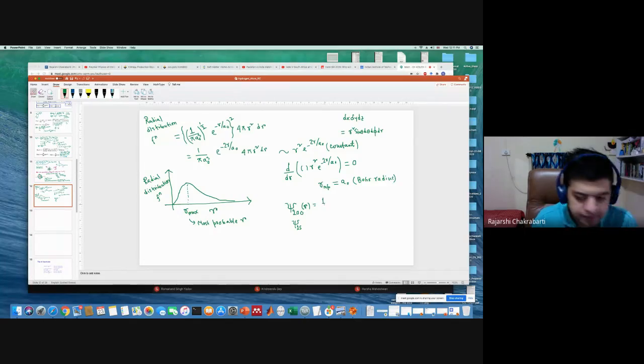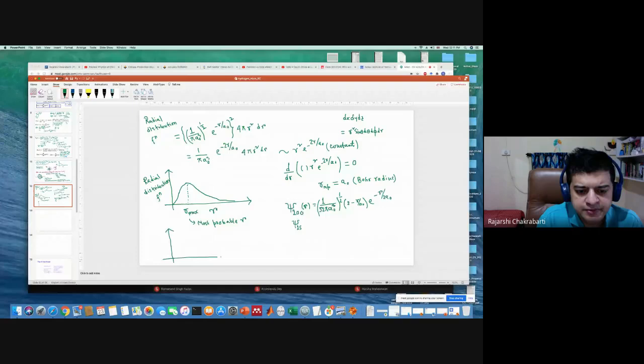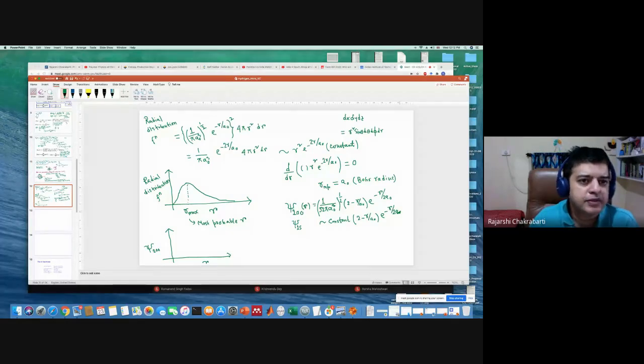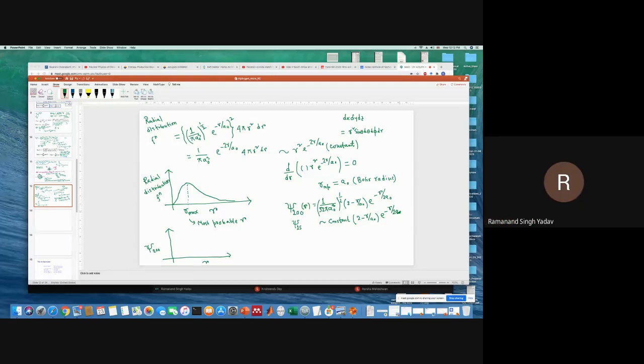So the expression for this is 1 by root of 32 pi a0 cube, all to the power of half, times 2 minus r by a0, times exponential of minus r by a0. So I can plot the radial part of the wave function, basically plotting psi of 2s. If I plot this, what I'm going to get is a constant times 2 minus r by a0 into exponential of minus r by a0. Okay, fine. If I plot this, what am I going to get? Can you tell me? There will be one node.